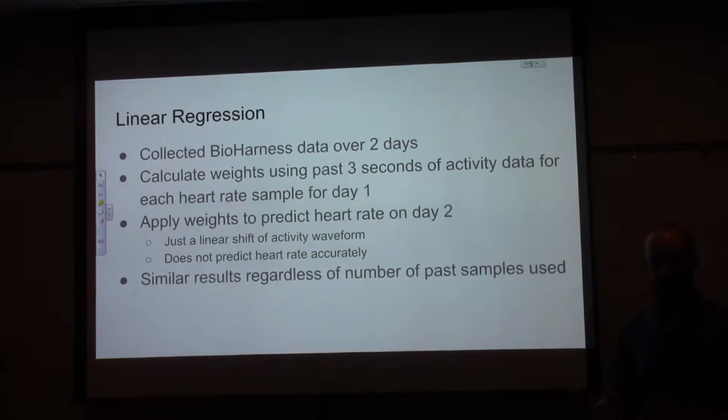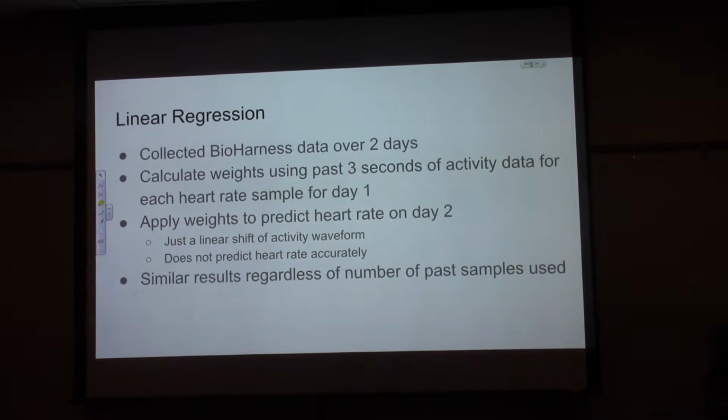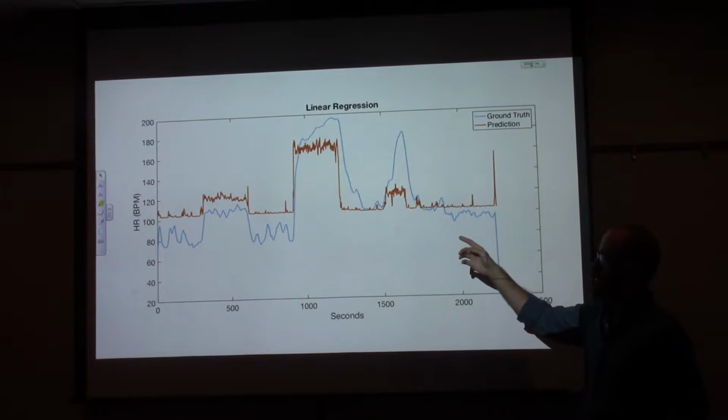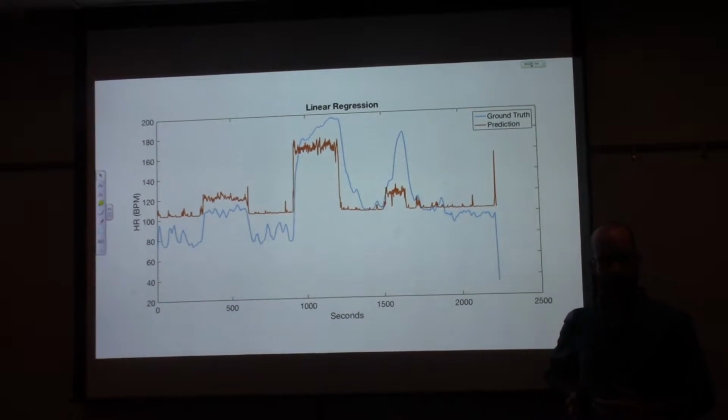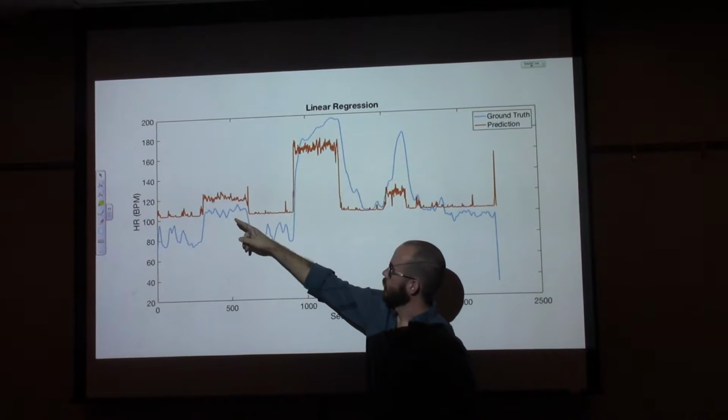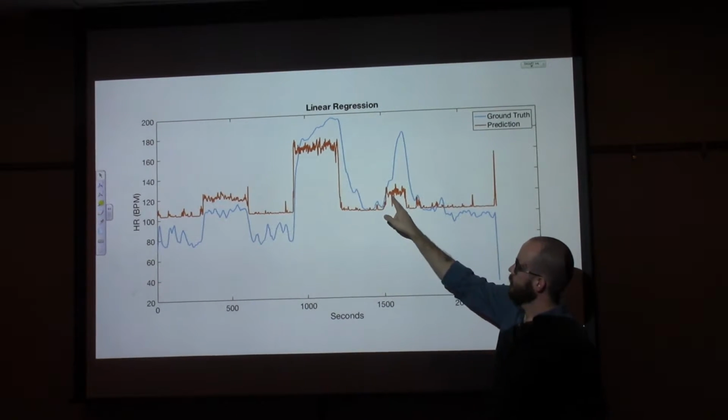This basically just shifts the activity waveform upwards so that both the signals are on top of each other. It's not a very good predictor of heart rate. We got similar results no matter how many previous activity samples we used. We used 3 for the graph I'll show you, but we got similar results regardless. This orange line is the activity signal, the vector magnitude of all 3 axes of the accelerometer. As you can see, it's not a very good predictor, but you can see the different periods where we're walking, running, and climbing the stairs.